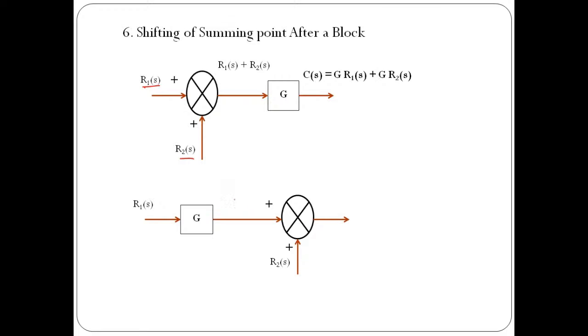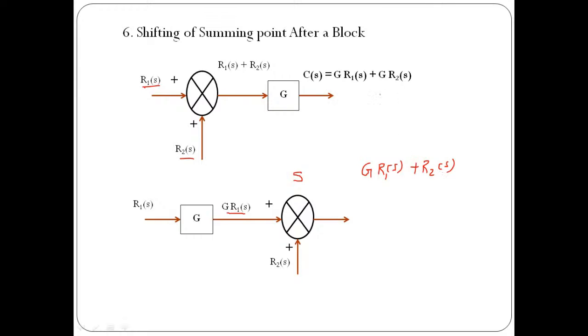Now in this case, we need to find out what the output will be. First we calculate the output of this block. It will be input multiplied by gain, so G into R1 of S. Now with respect to this summing point, we have two signals: first is G R1 of S, second is R2 of S. The output will be the addition of the two inputs, so G into R1 of S plus R2 of S.